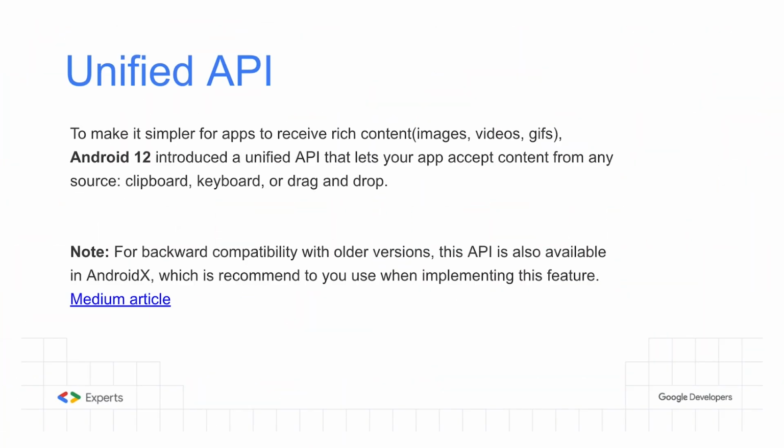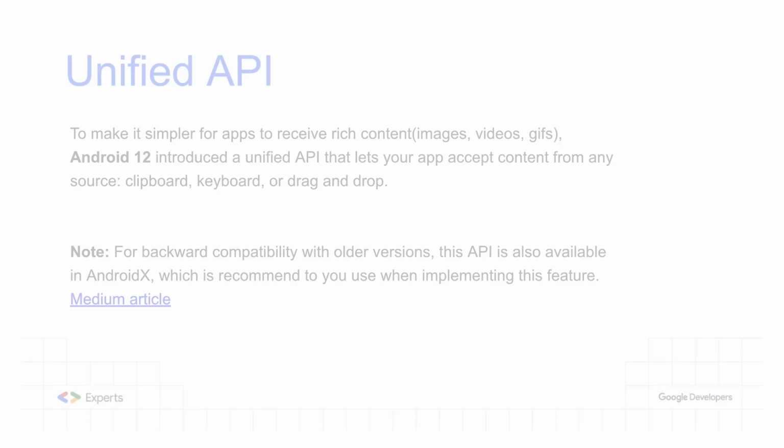So what is the unified API? In Android applications, if we want to support users adding images or GIFs as input to the application, this API helps us implement that functionality. This API is available from AndroidX for backward compatibility. Based on your requirements, you can use it to support rich content insertion in Android apps.